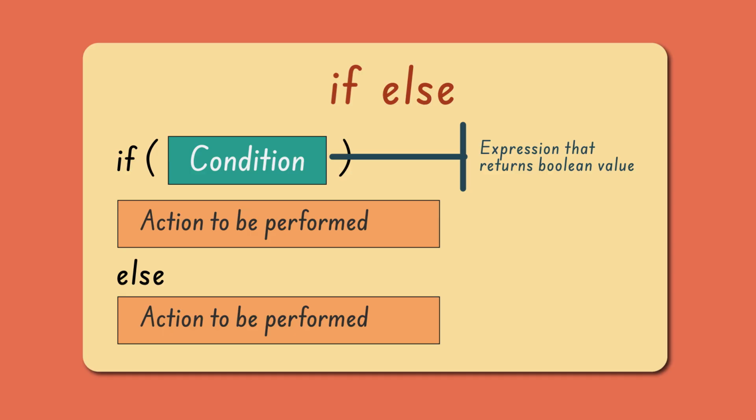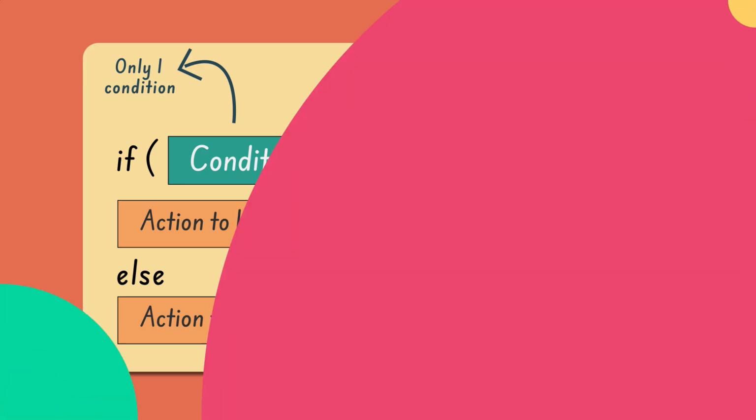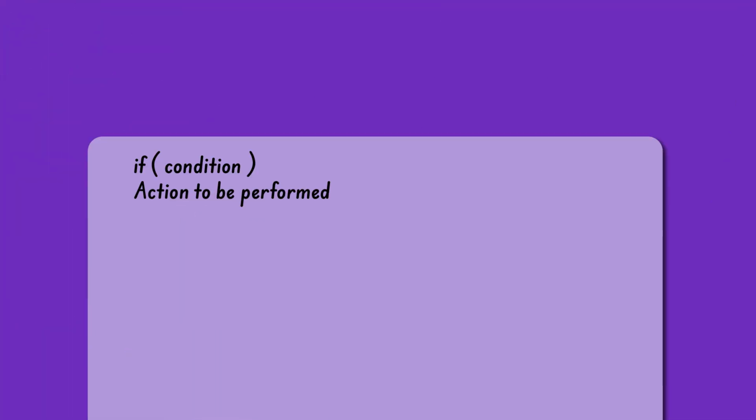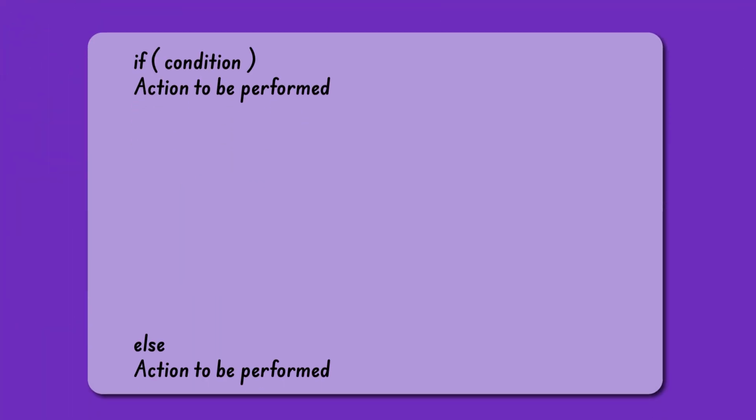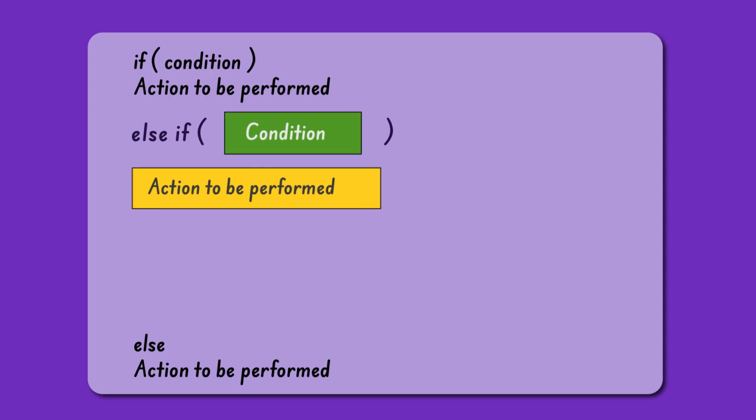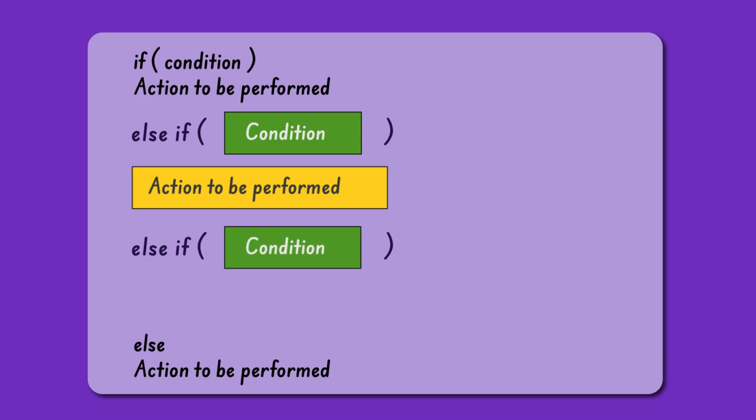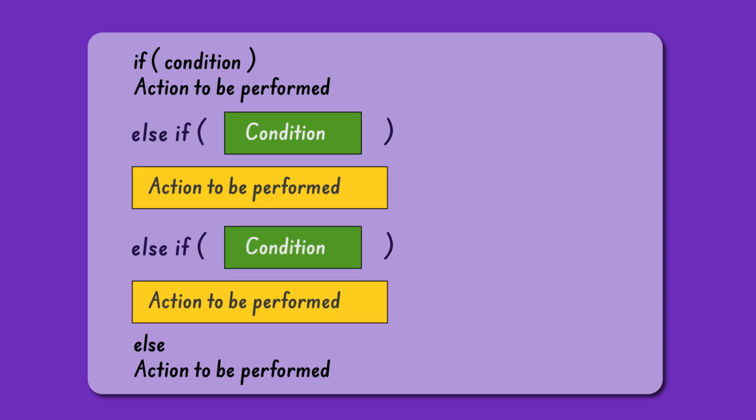We have a disadvantage here. What if we need to check more than one condition? For that, we use the else if statement. We can write else if and then provide the condition in brackets followed by the action. We can provide as many else if statements as we want.